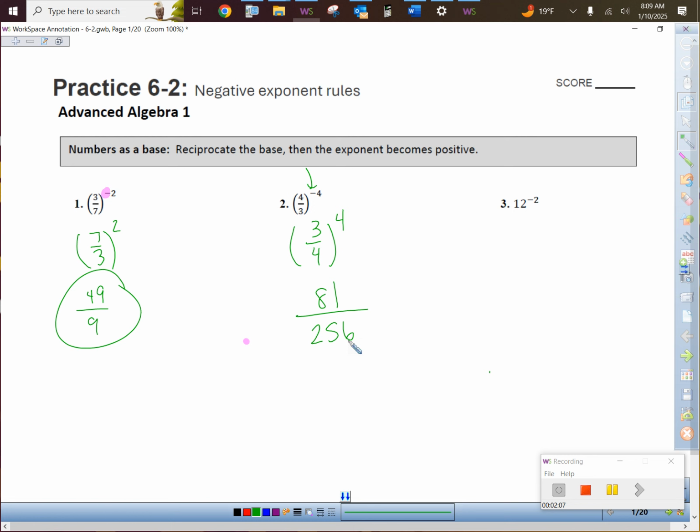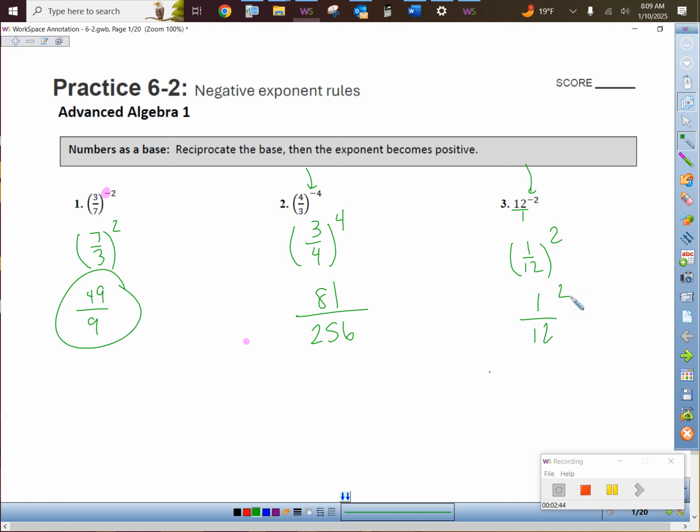But boy, number 3 gives people a hard time. Because the question is, does it have a negative exponent? Yes or no? I need to take the reciprocal of 12. Do you know what 12 is as a fraction? 12 over 1, right? So what's the reciprocal of 12? 1 over 12. Hey, a little pet peeve of mine is these two things right here mean very different things.